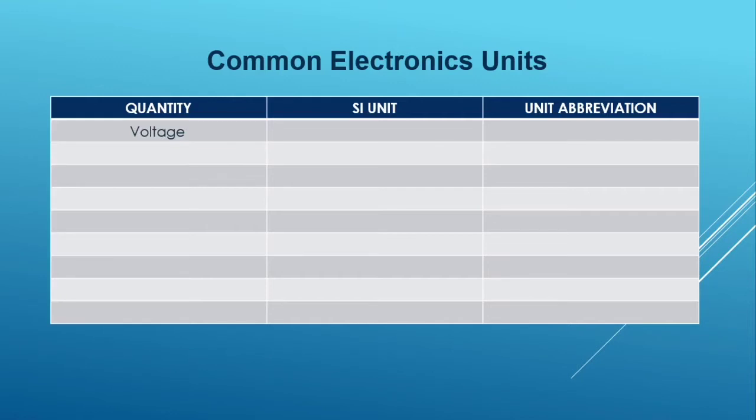The first quantity is the voltage. So the unit of voltage is volts, and it's symbolized by capital V. The second one is electric current, or simply current. The unit of current is ampere. It's symbolized by capital A. The third one is the power. The unit of power is watt, and the symbol of watt is capital W.